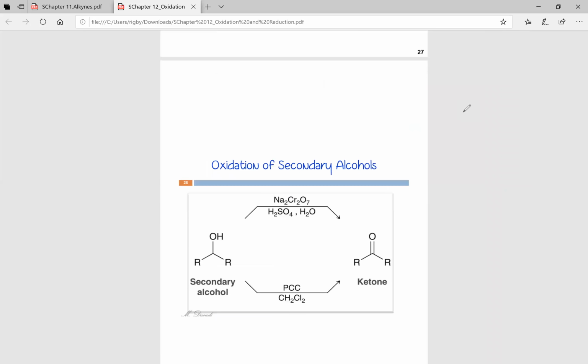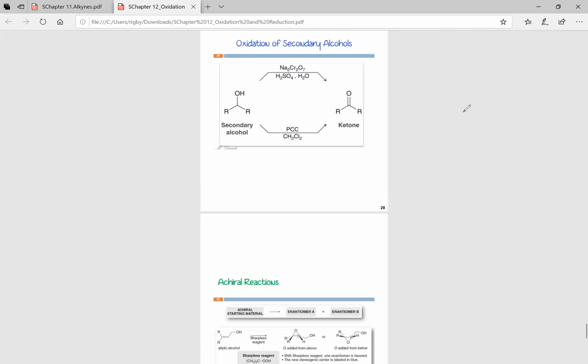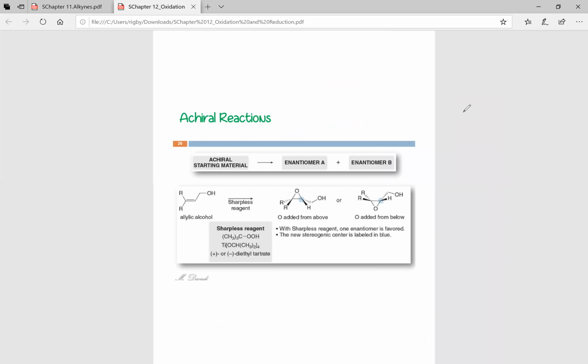And here, again, you can see that when we oxidize secondary alcohols, it just comes up with the same thing no matter if we use a strong oxidizing reagent or a weak oxidizing reagent. All right. And so then this is sort of the last concept for this chapter, but it is a complicated one that he doesn't go over very in-depth in class. So I will talk about it a little bit here.